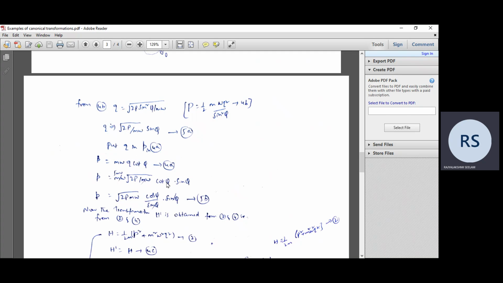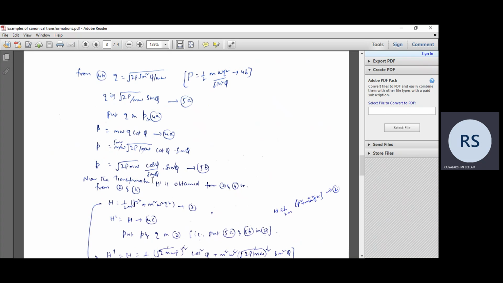If we substitute this here, we will obtain p equals root of m ω times root of 2P by m ω into cot Q into sine Q. We are replacing q with 5a. So small p equals root of 2P m ω into cot Q, and cot means cos by sine, so sine gets cancelled.